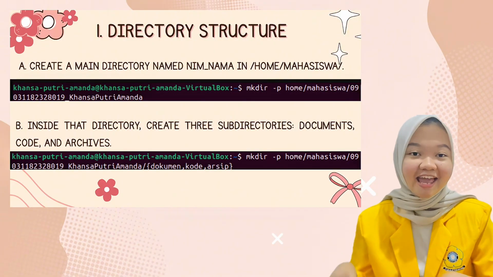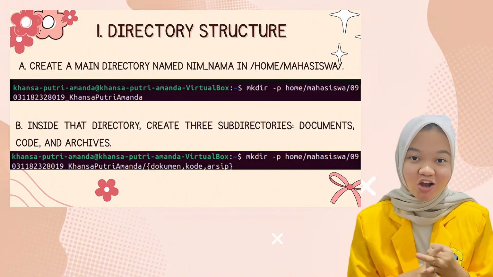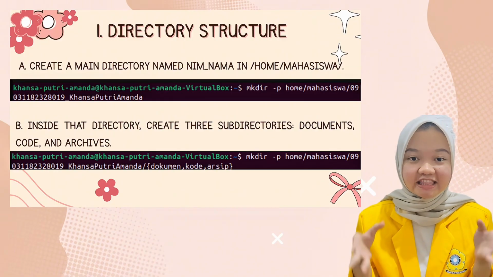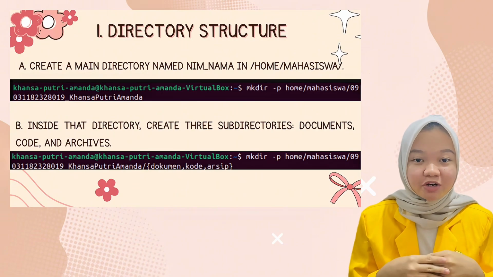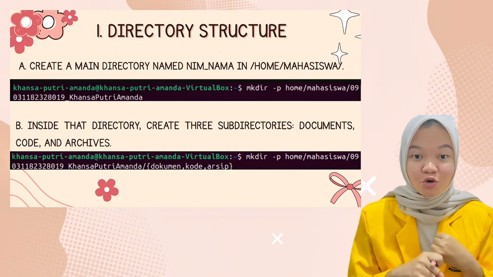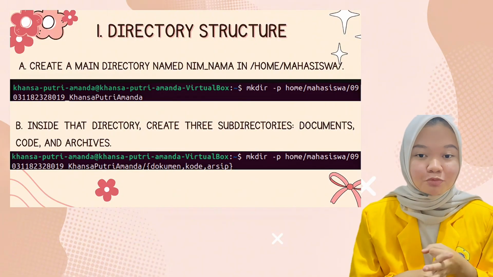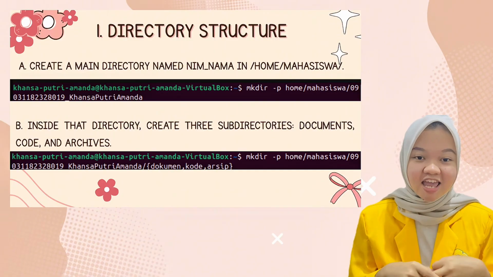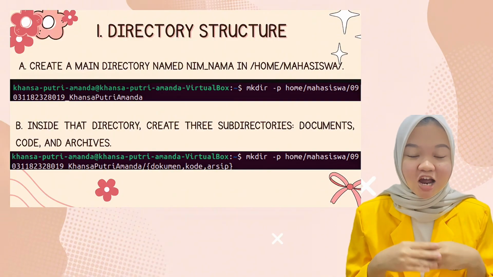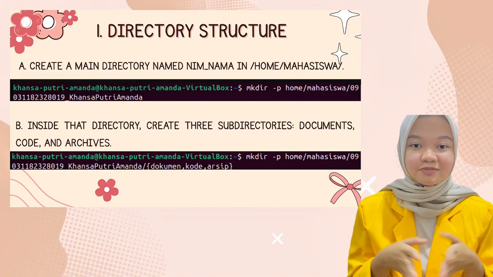Part B. In that directory, create 3 subdirectories: document, code, and archive. After creating the main directory, we have to create 3 subdirectories, namely: document to store documents, code to store programming code files, and archive to store archive or backup files. This helps group data according to its function to make it neater.